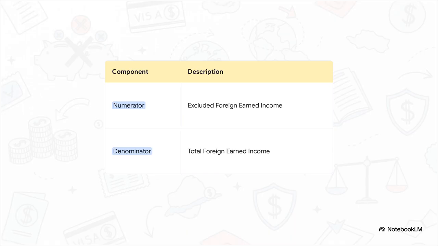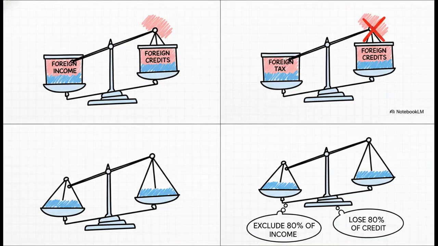The number you get is the exact amount of your foreign tax credit that the IRS disallows. It's that simple. So a few key things to remember about this formula. First, it's a pro-rata calculation. It's all about proportions. So if you exclude, say, 80% of your foreign income using the FEIE, guess what? You automatically lose the credit for 80% of the foreign tax you paid on that income. It's a mandatory scale down. You can't get around it.